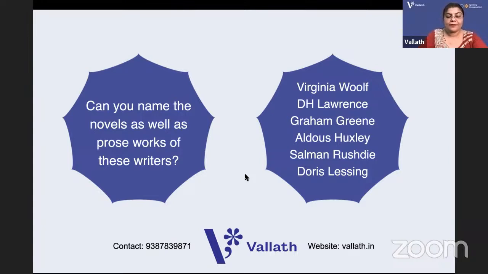Then there are two major autobiographies that he wrote: Ways of Escape and A Sort of Life. These are important. In NET, they have asked all this before.